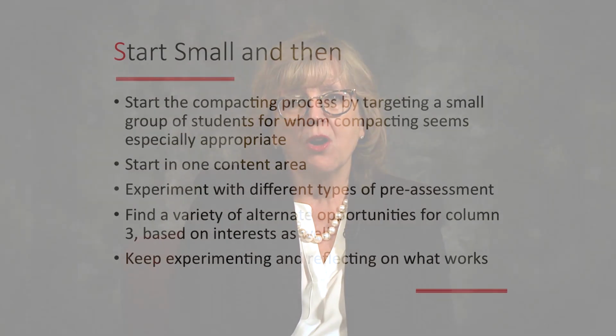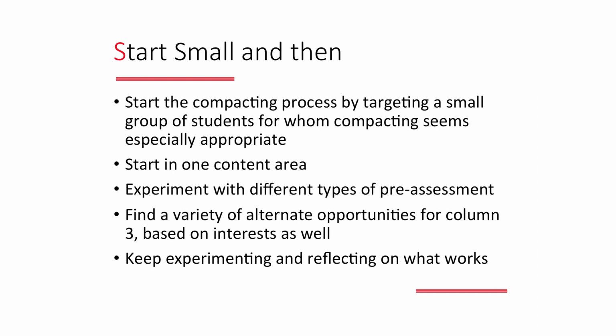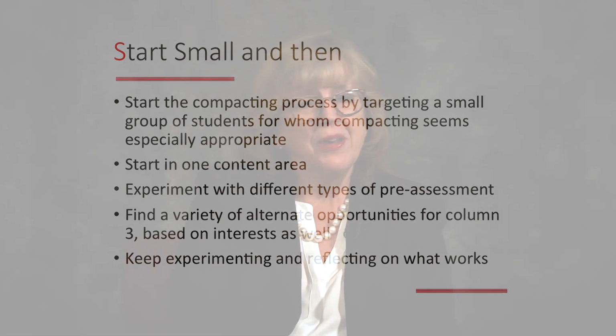Just a few hints about how to get going on compacting. We find if you start small, and that is you target a small group of students initially, you start with one content area, you experiment with different types of pre-assessment, and you find a variety of alternatives for your column 3, and whenever possible, base it on students' interests, this is the easiest way to get started. And what we say to people is try it. Keep experimenting, keep reflecting on what works well. The compacting process will be around for a long time.